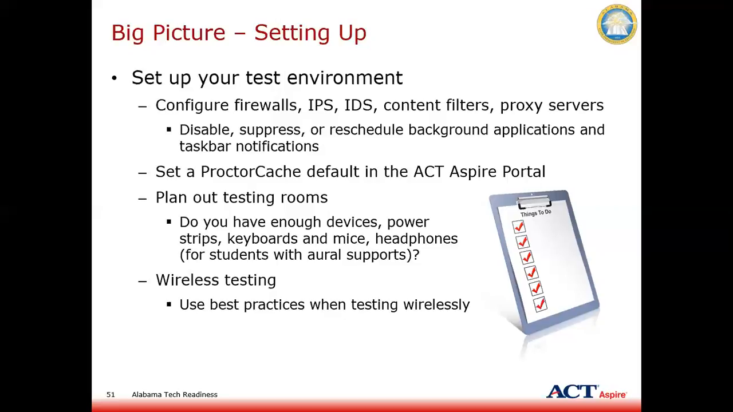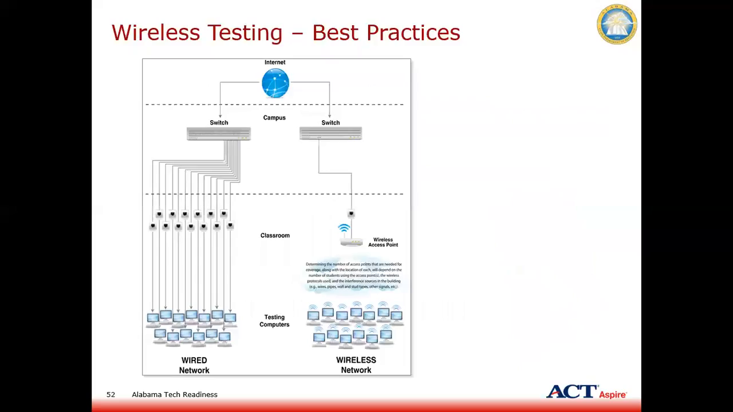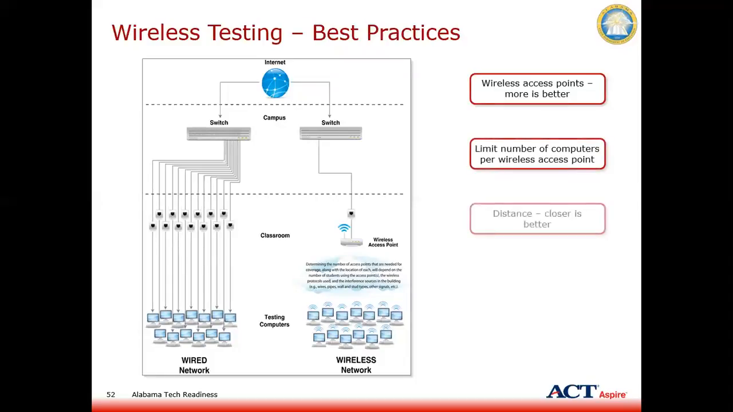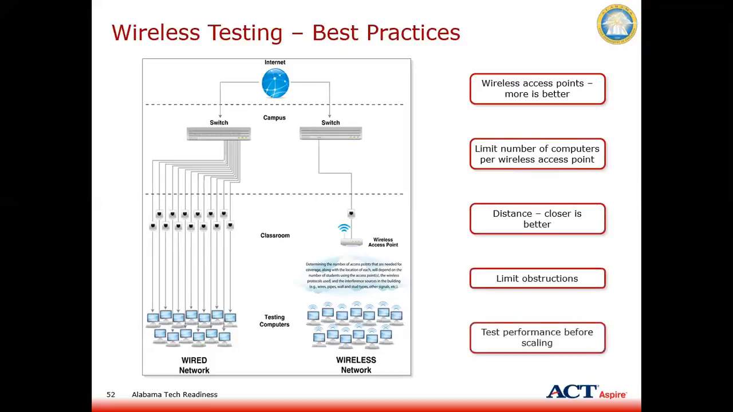And then if you are going to be using wireless, we do support wireless testing. You'll need to make sure that you have sufficient wireless access points and that you follow some of our best practices. So let's talk about those. You can do both wired and wireless testing at the same time, but here are some best practices when testing wireless. Ensure that you have sufficient wireless access points and limit the number of computers per wireless access point for better performance. You want to make sure that computers are located closer to the wireless access point, because those perform better than computers that are located far away.